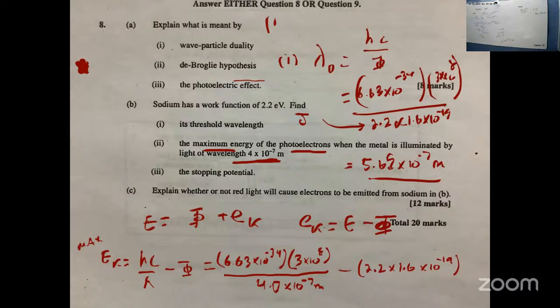Yeah, we are going to divide by the charge of an electron. They didn't ask for that. If they ask for electron volts, yes.